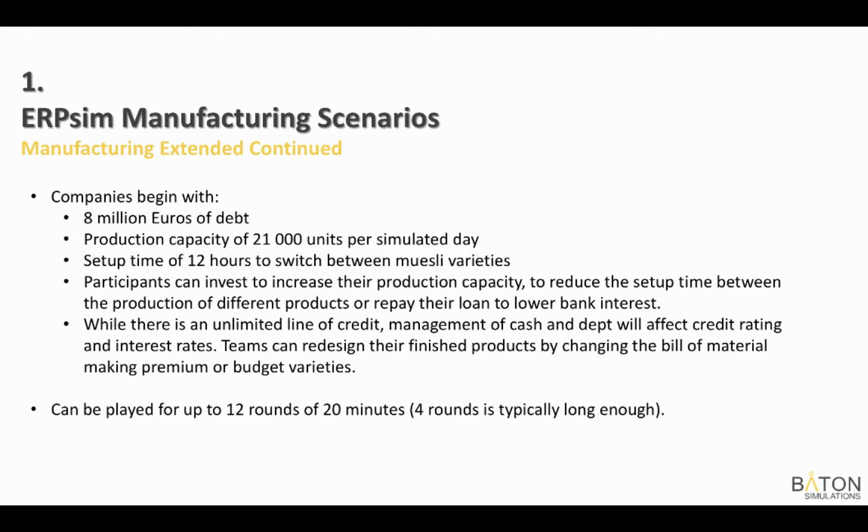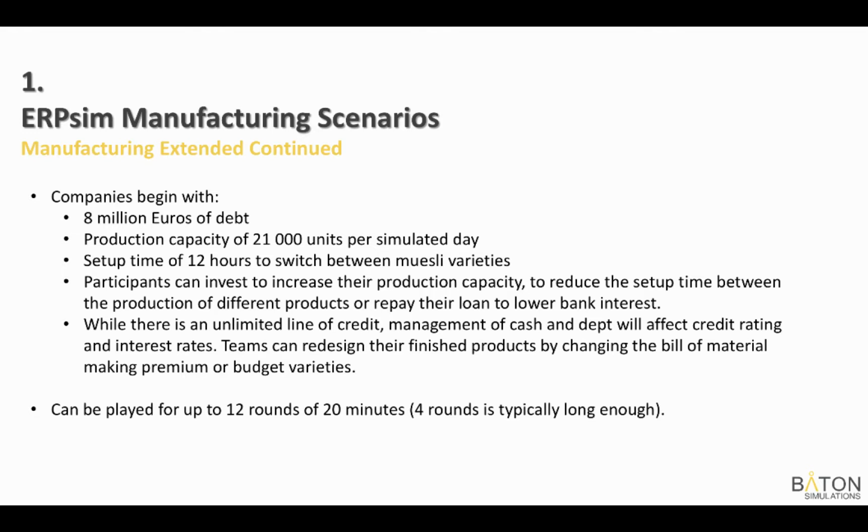Teams can redesign their finished products by changing the bill of material, making premium or budget varieties. The extended manufacturing game offers a complex set of rules designed to offer more challenge for more advanced teams. Teams begin by setting strategy, product design, such as recipes and box sizes, investments in production capacity, investments in the reduction of setup time, and loan repayment. They must also make tactical decisions concerning pricing, advertising, production, and reordering scheduling.